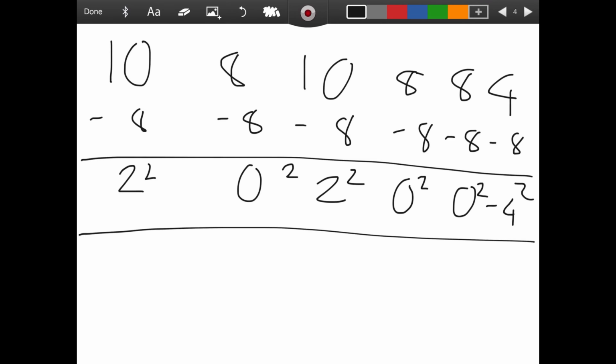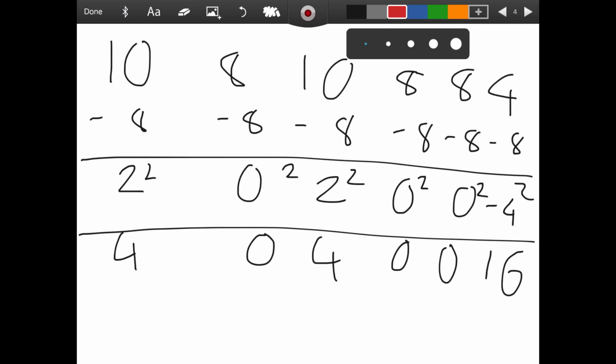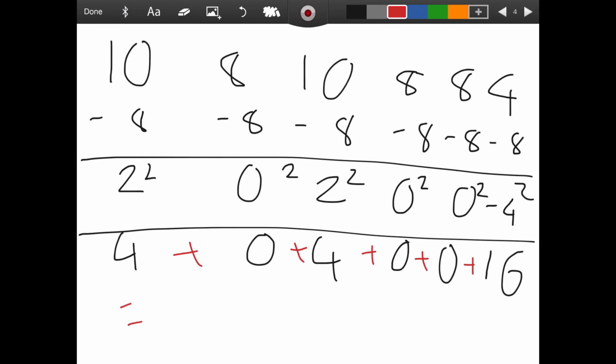So let's do it. This gives us 4, then 0, 4, 0, 0, and this gives us 16, because when you multiply a negative by a negative, it gives a positive. If we add all of these up, we get a total of 24. Now we divide it by 6 minus 1, which equals 5.